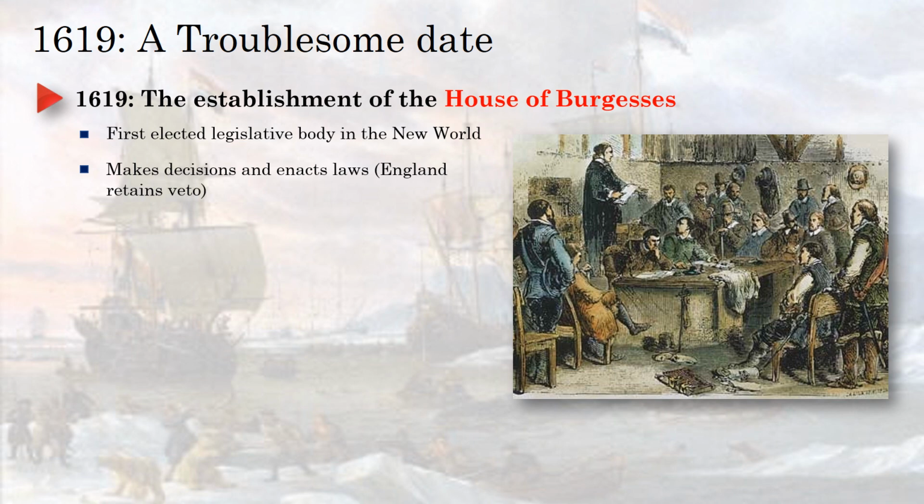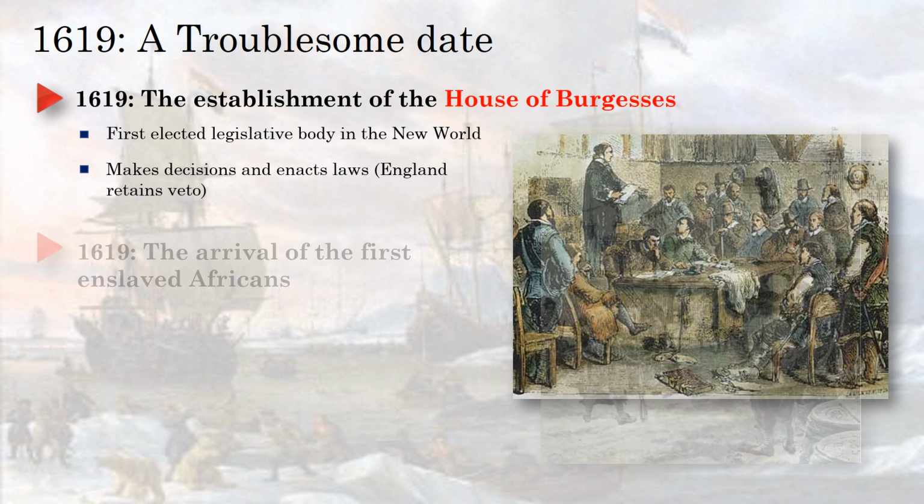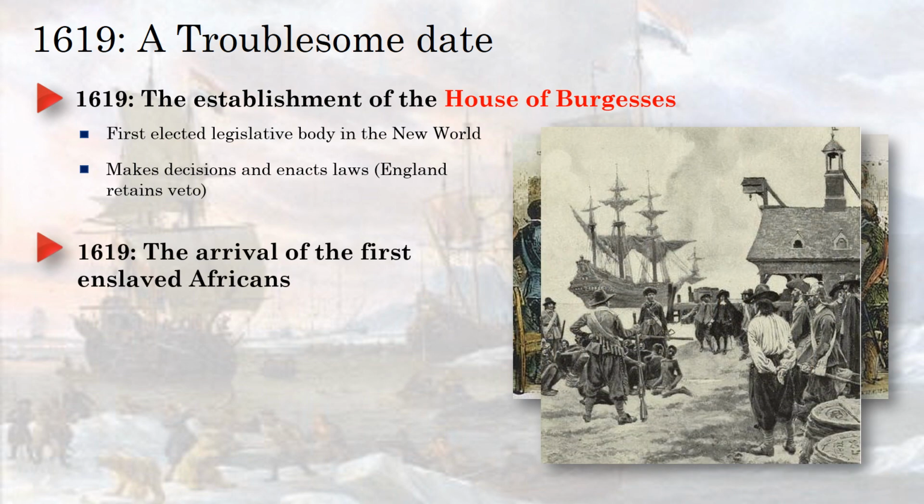And so it acts as a parliament, or if you will, as a sort of embryonic Congress. Now, although England maintains veto power over these laws, she rarely does so, not to upset the colonies that are producing so much wealth. And so the House of Burgesses functions really quite autonomously from England. And to this, we can trace the beginnings of what we call American democracy.